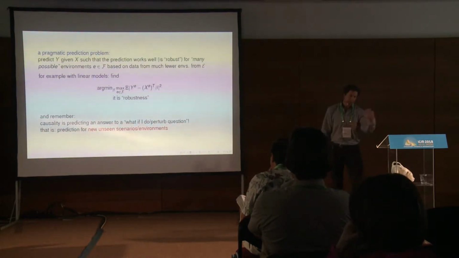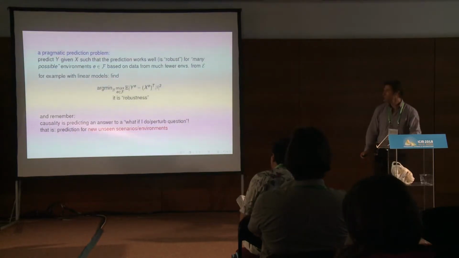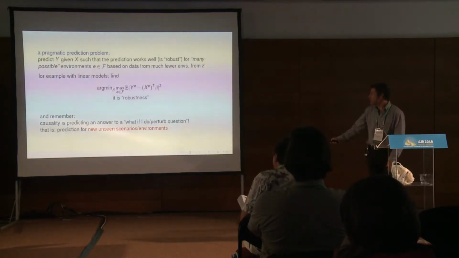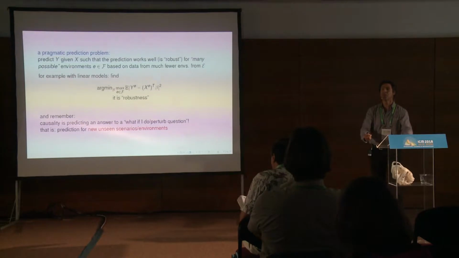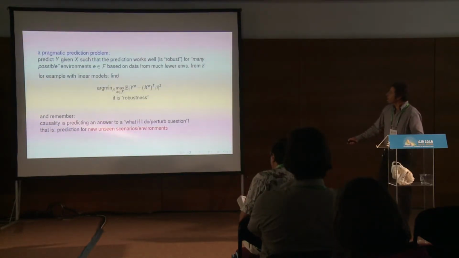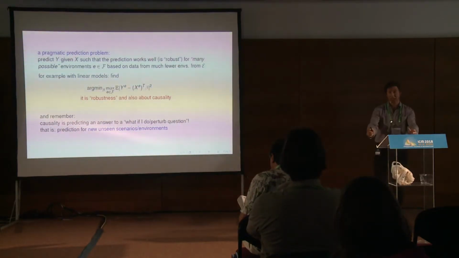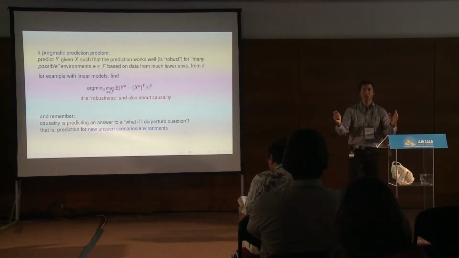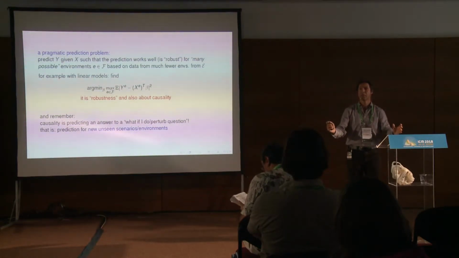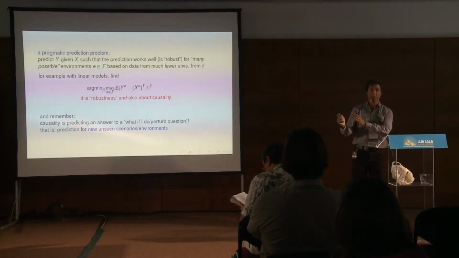Now, I try to tell you a bit, causality has something to do to predict an answer to a what if I perturb, what if I intervene question. And causality in that sense is really prediction for new unseen scenarios, new unseen environments. So I try to argue, and we'll make that more precise, this is not only robustness, this has also something to do with causality. I try to optimize a worst case risk over a class of perturbations, and causality has something to say here.